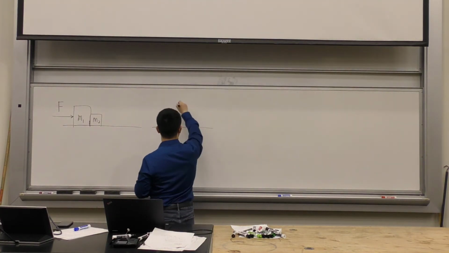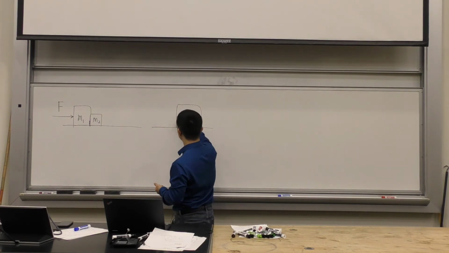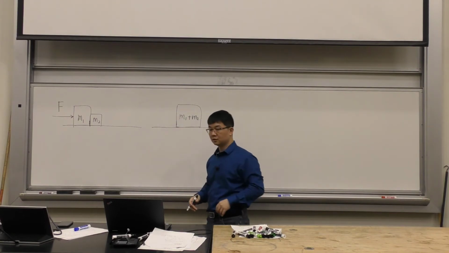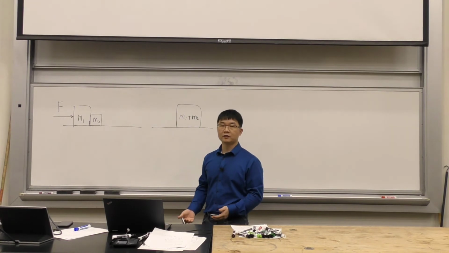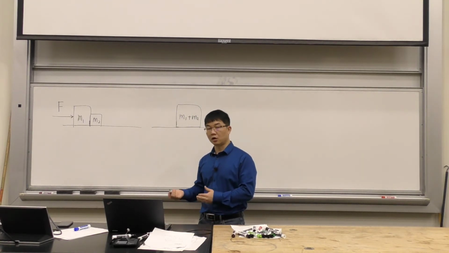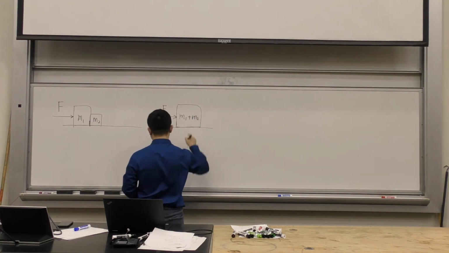So I'm just going to consider both of them as one object. So this object I call m1 plus m2, right? So this object has a total mass m1 plus m2. How do I find the acceleration of this object if I have a force F on this system?